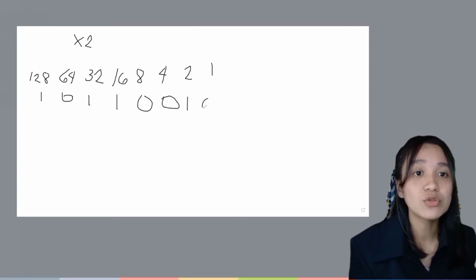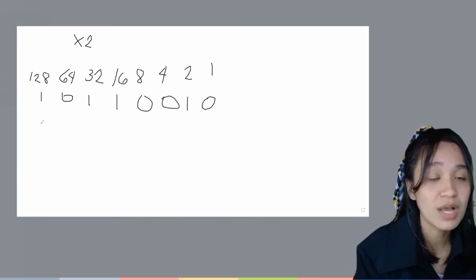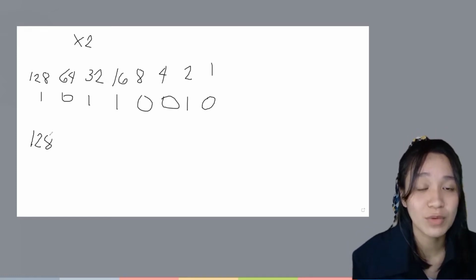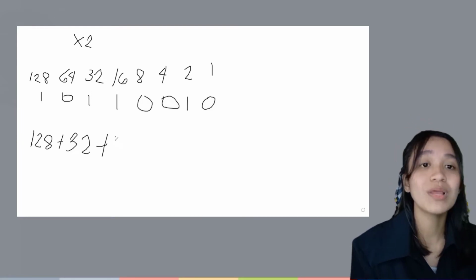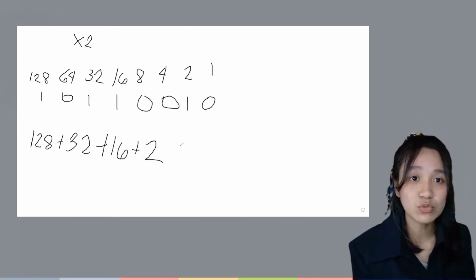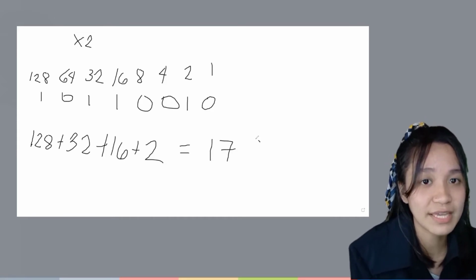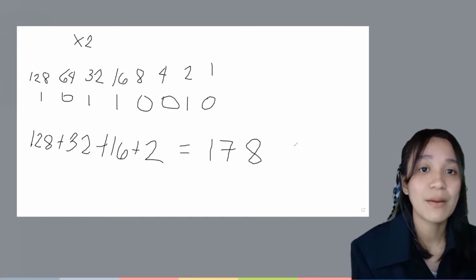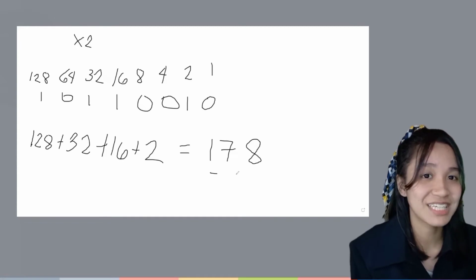To find the decimal value of the binary number 10110010, we need to add all the decimal numbers with 1 in their column. Basically, because there is a 1 under 128, 32, 16, and 2, we will add all of them. So 128 plus 32 plus 16 plus 2 is equal to 178. So the equivalent decimal number of the binary number 10110010 is 178.